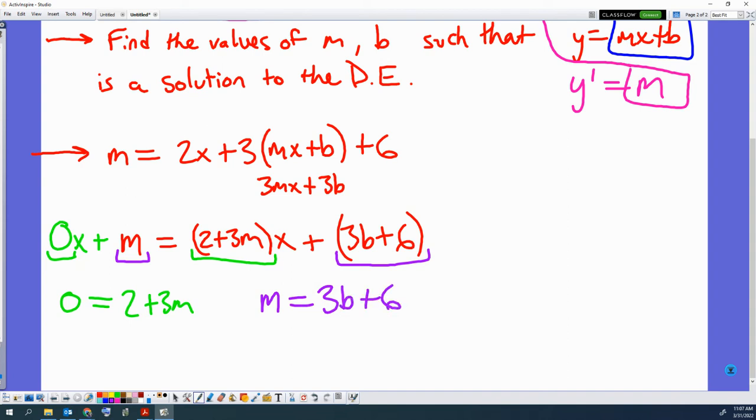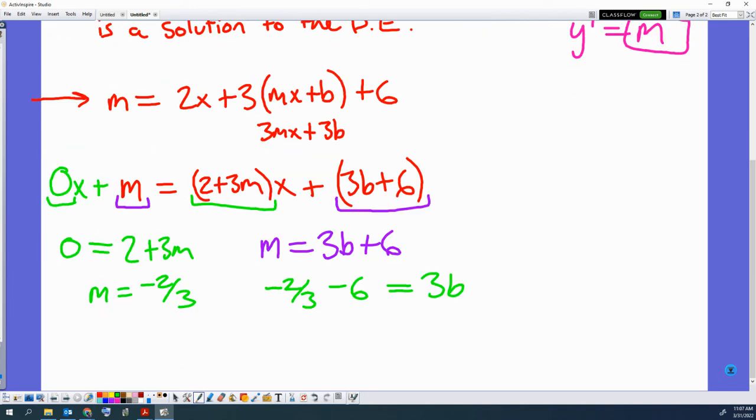And so I can solve now for m and b. I start with the green one because it only has one constant in there to solve for. Subtract 2, divide by 3. And then over here, I can now plug that in for m. Do a little work here. Oh, I should have done that in purple.